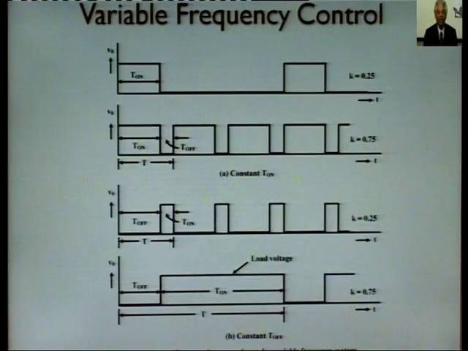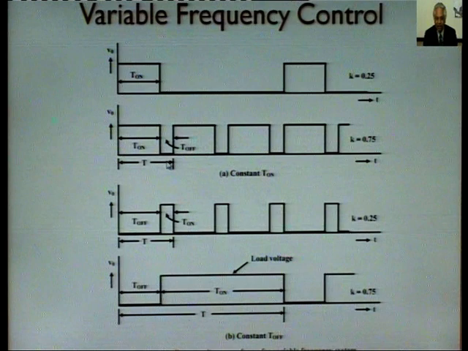This is variable frequency control, the second method. Here also you are changing the T on; for this period you do not have any pulse, again you have a pulse here. You can also change it from here to here. Here the T off period is very small, again a pulse, again T off, again a pulse, and like that.